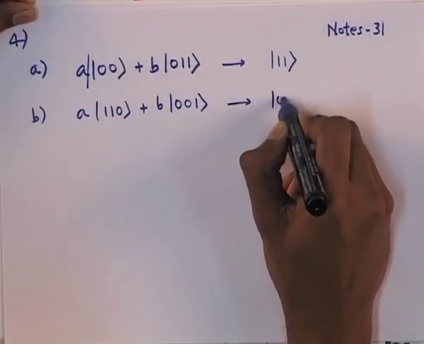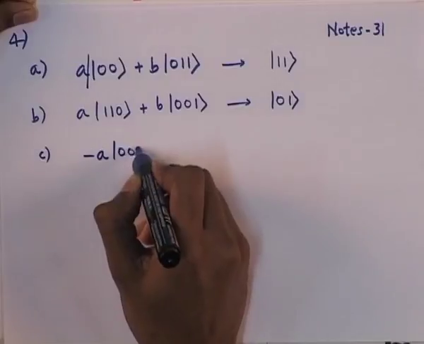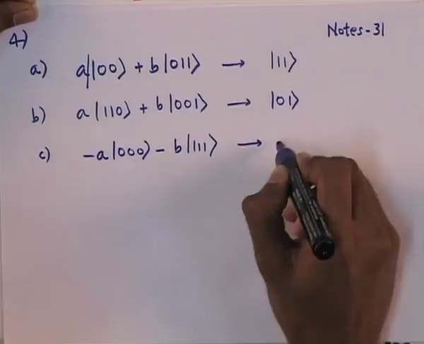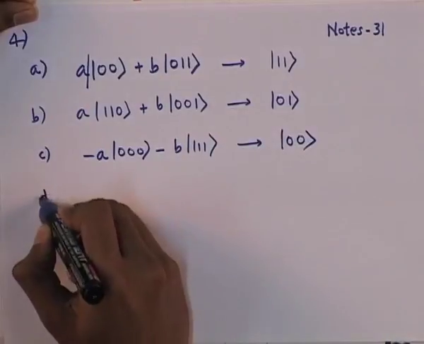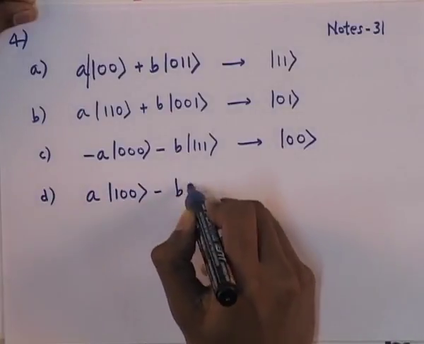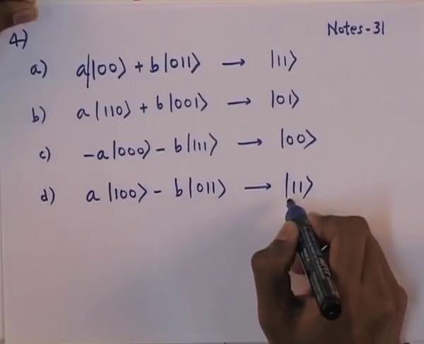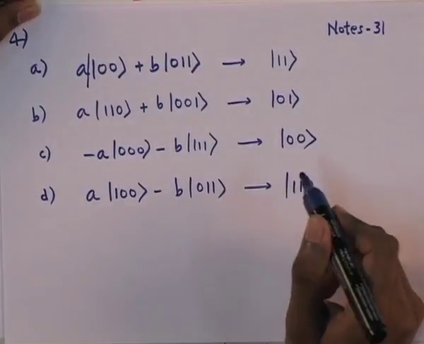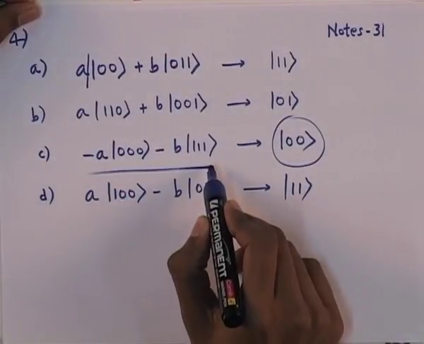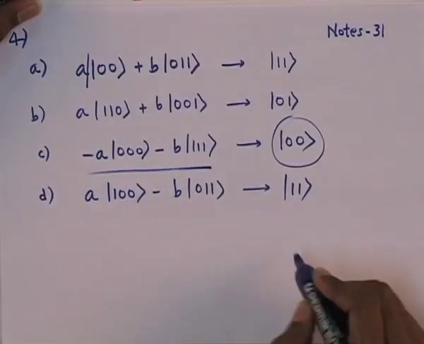The corresponding ancilla bits are 0, 1. For the next option, the corresponding ancilla bits are 0, 0. Option D is A100 plus B011. The corresponding ancilla bits are 1, 1. We always take corrective action unless the ancilla bits are 0, 0. So if we obtain this state, we do not take any corrective action. So the correct option is option C.